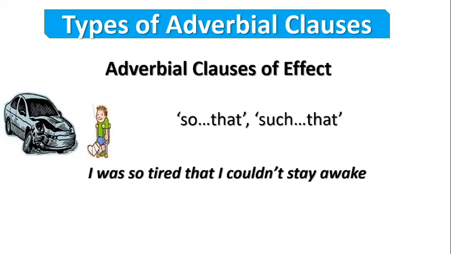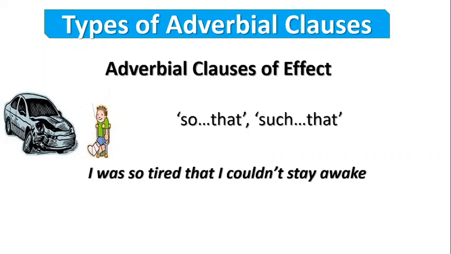Do you see the subordinate conjunction in this sentence? So... that. Many of you will write, I was so tired, full stop. Wrong. You must tell us what is the consequence of your being tired. So there must be a word between so and that. Because it's a consequence. I am so hungry. What is the consequence of your being hungry? I am so hungry that I can swallow a pot of spaghetti.